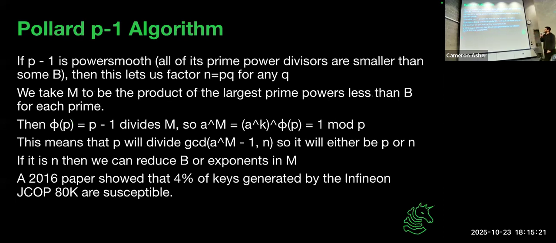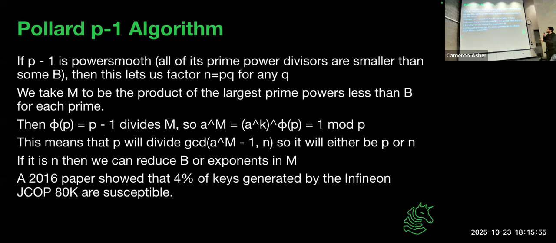There's another way to generate a T that works. Basically, if P minus 1 is power smooth, which means that any prime power that divides it has to be less than a constant B, then we can use this algorithm to factor n, which is equal to P times Q, for any number Q. So if only one prime is vulnerable to this, then you can factor n.